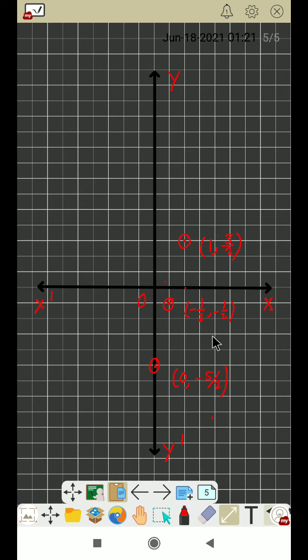Now we have to join these points. So this is our answer.